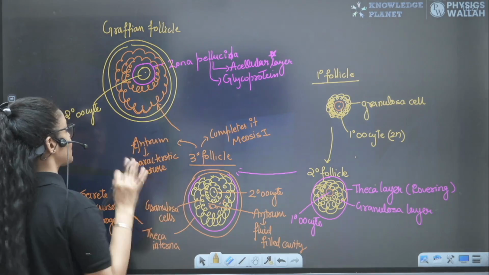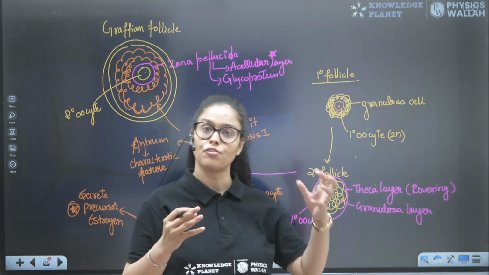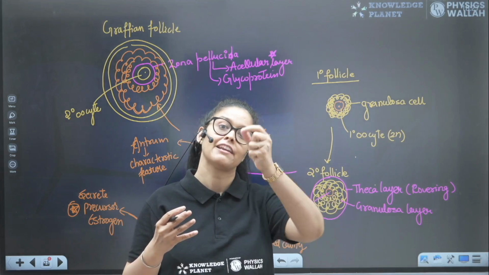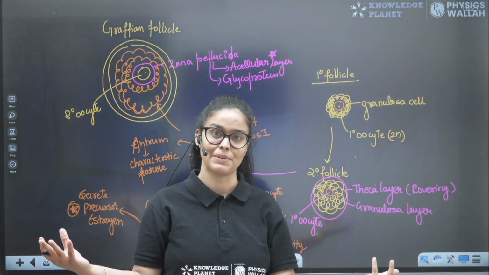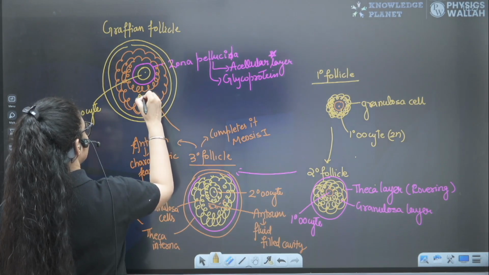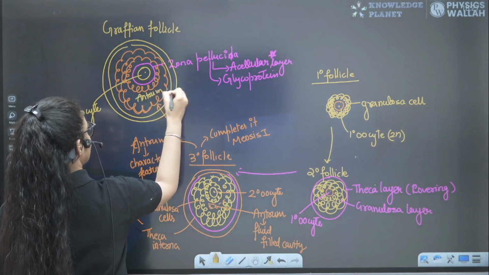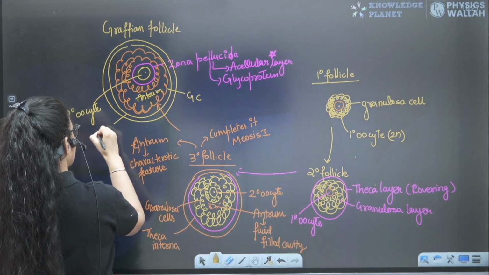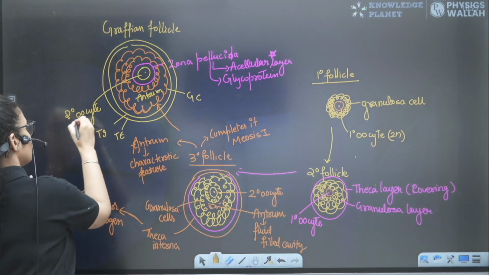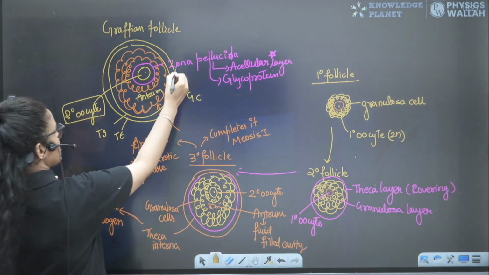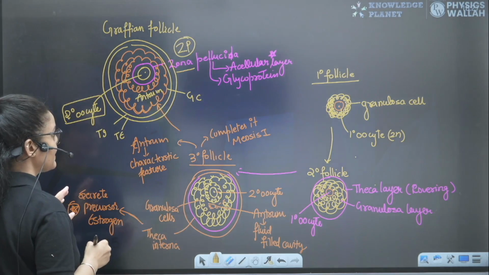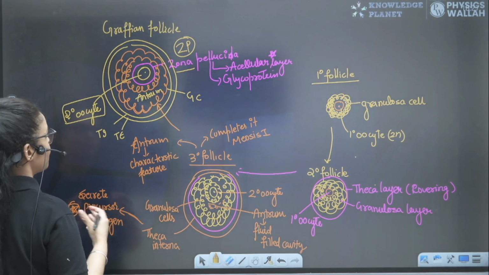So this secondary oocyte is ready to come out of the ovary, go to the fallopian tube, and if fertilization happens, pregnancy will occur, right? So let's see everything. This is the antrum. This is the granulosa cell layer, theca interna, theca externa. I'm writing it in a short way. The secondary oocyte has secreted a special layer, the zona pellucida, around it. I'm writing it as ZP. You have to remember it, right? So this is exactly how the Graafian follicle looks.